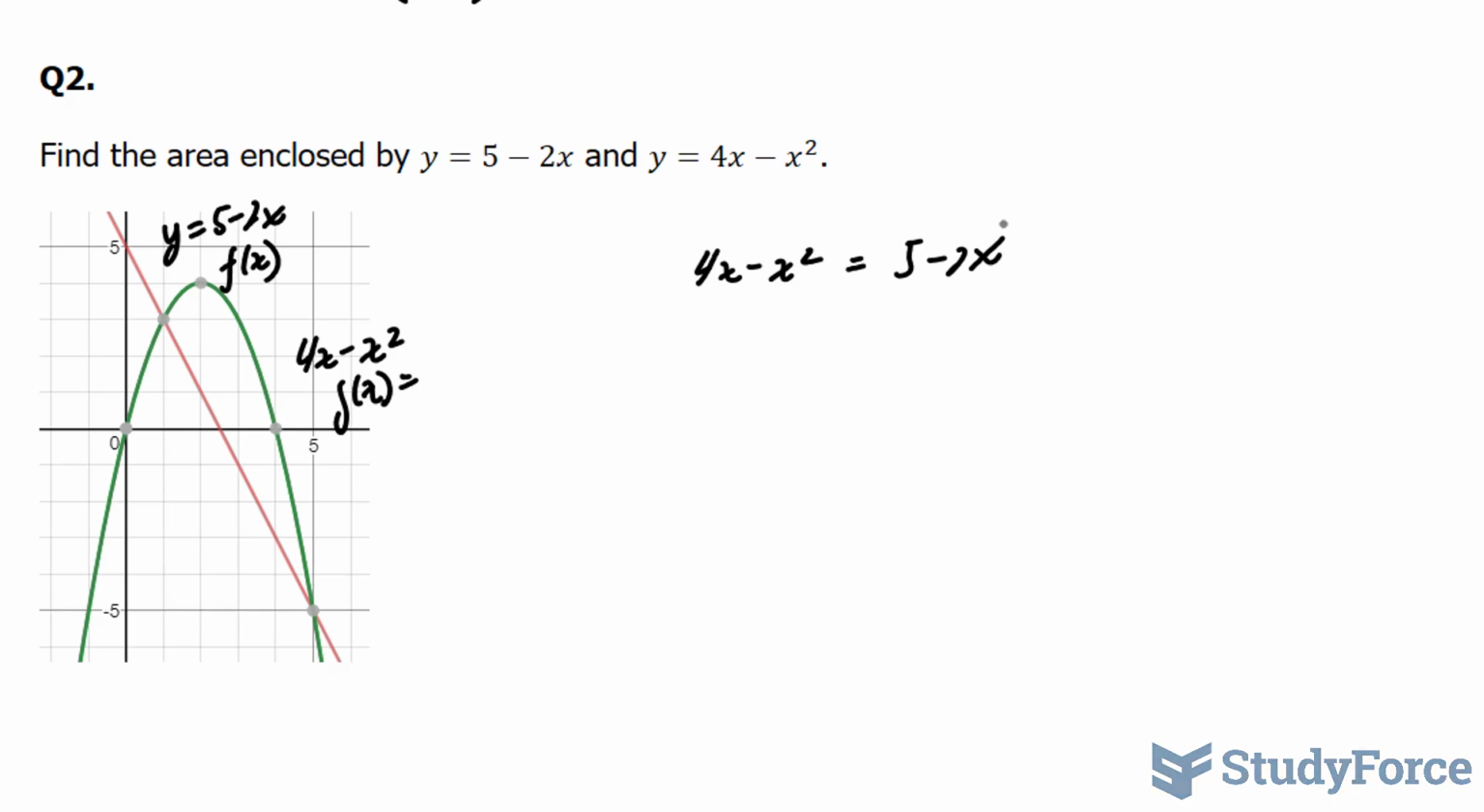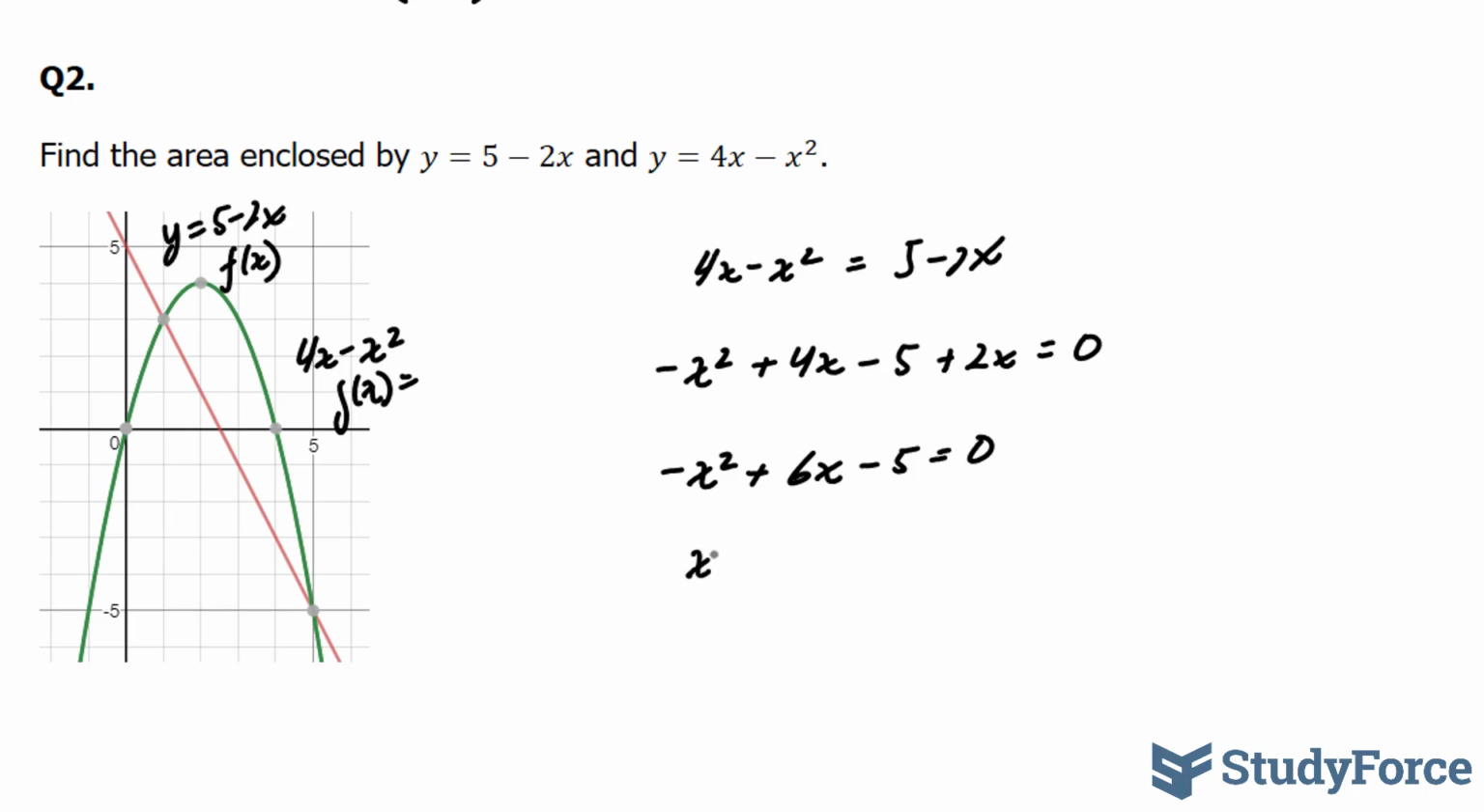What we're going to do is solve for x. We're going to bring all the terms over, where we have negative x squared plus 4x minus 5 plus 2x equals 0. The 4x and the 2x add up to 6x: minus x squared plus 6x minus 5. At this point, I'm going to multiply both sides by -1 because I don't like to have a leading negative coefficient. If I do that, I end up with x squared.